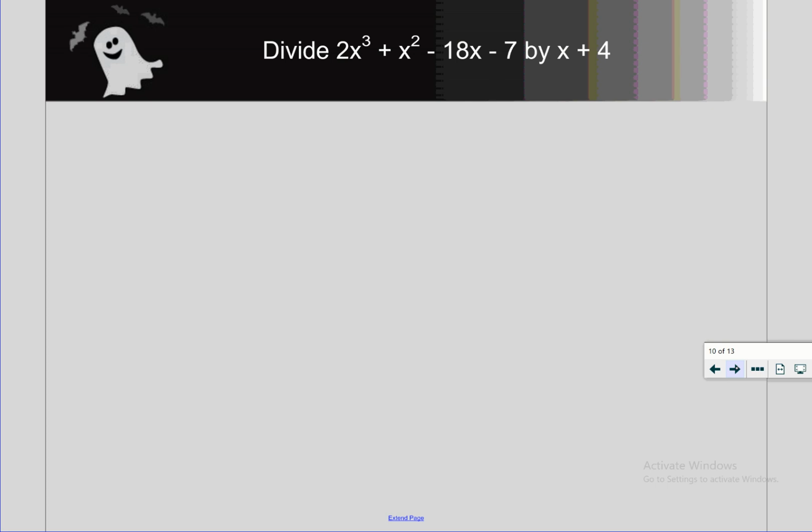2x cubed plus x squared minus 18x minus 7, and we're dividing in x plus 4. All right, so coefficients. 2x to the third, 1x squared, negative 18x, negative 7. I'm not missing any terms. What number is going to go in the box for this one? If I set x plus 4 equal to 0, x equals negative 4.